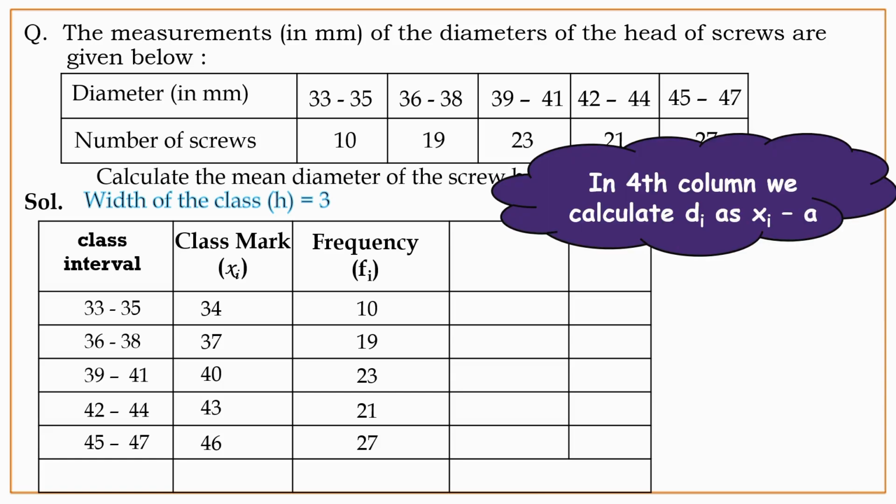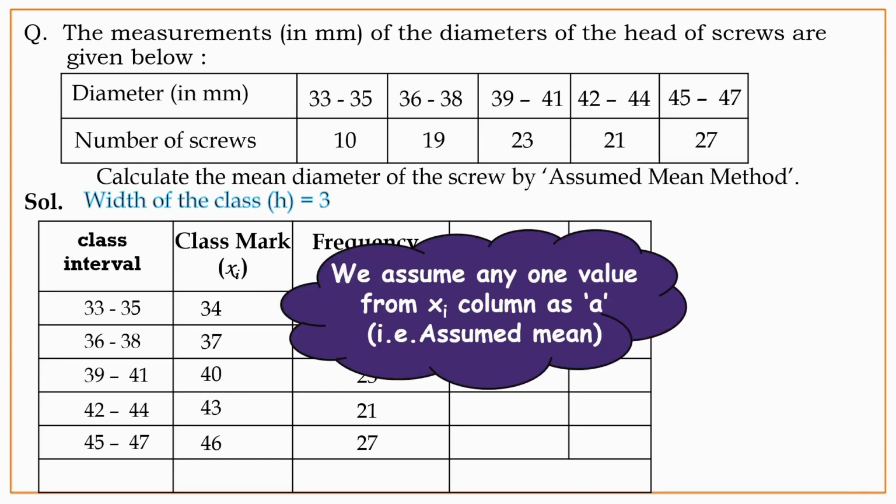Now in the fourth column, we are going to calculate di. In the previous part I explained that there is one term we calculate in the assumed mean method, that is di. Now what is this di? di is equal to xi minus a. Now I know the question that will come to your mind: what is a over here? So no worries, I will explain everything.